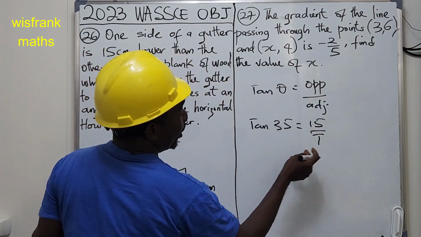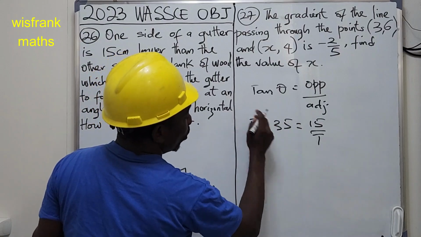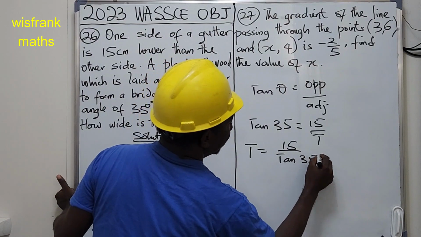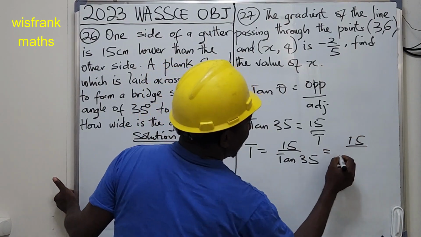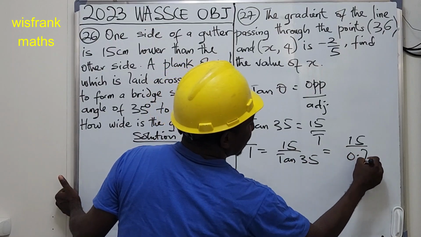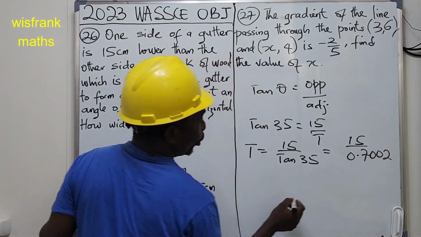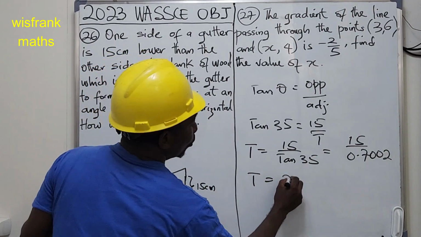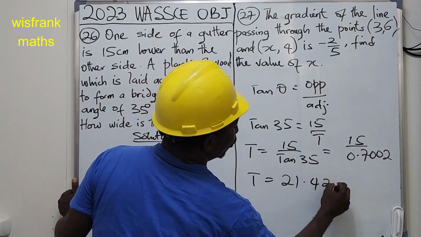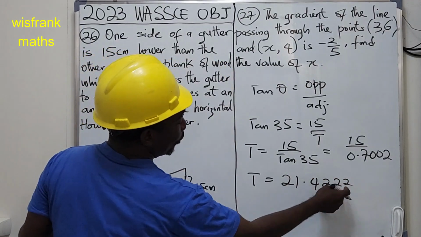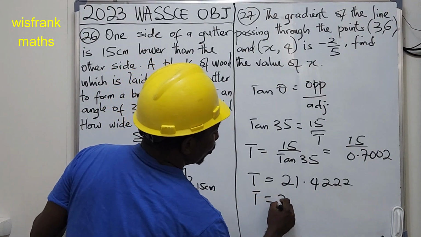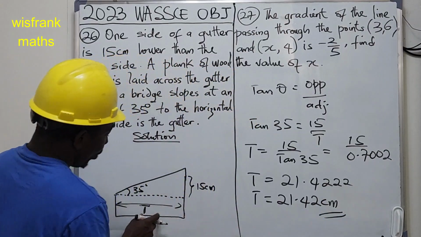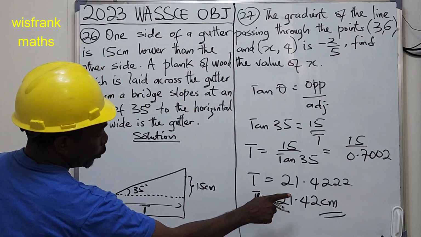Now we cross multiply, so t equals 15 over tan 35. Tan 35 is 0.7002. So when we punch our calculator, we have t equals 21.4222. We always keep it at 2 decimal places, so t equals 21.42 cm. So this is the width of the gutter, 21.42 cm.